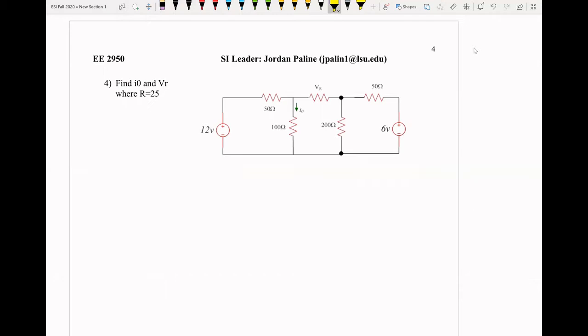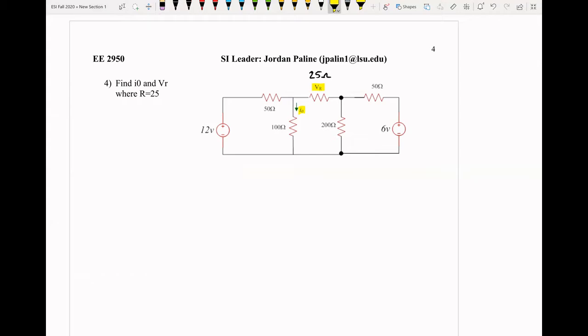Okay, let's take a look at the next problem here. They're asking us to find IO and VR here. Our R is going to be equal to 25 ohms. Looking at this, it's kind of a big problem.